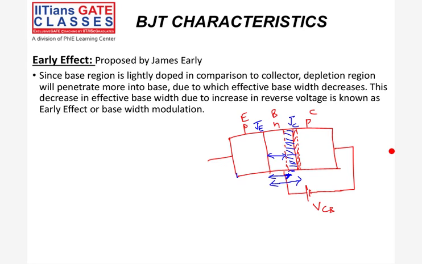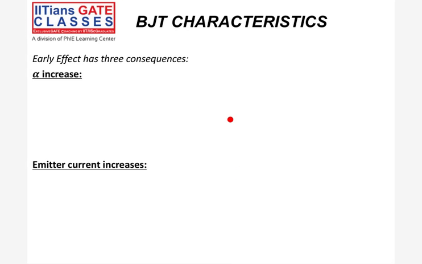Now, it has some consequences. What are those consequences? When this effect happens, this base width changes, this early effect comes, then some consequences are there. Those are three consequences. One is alpha. Alpha increases. How alpha increases? See, we'll see how alpha increases.